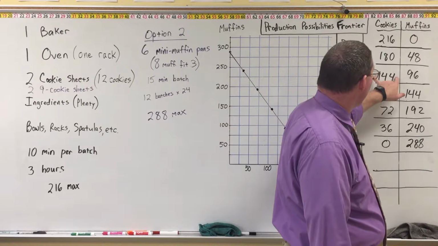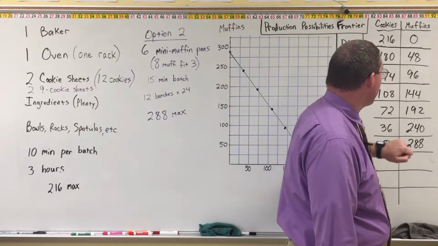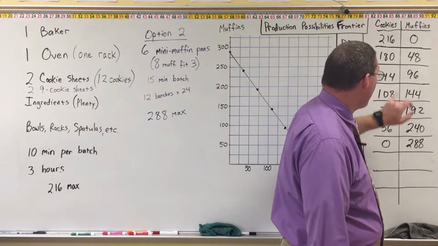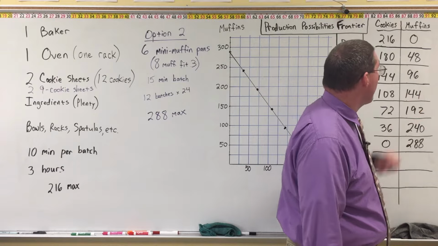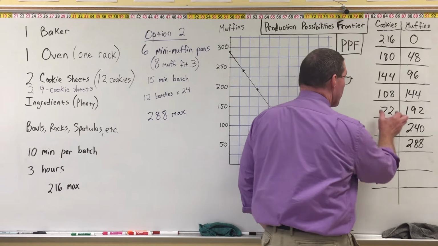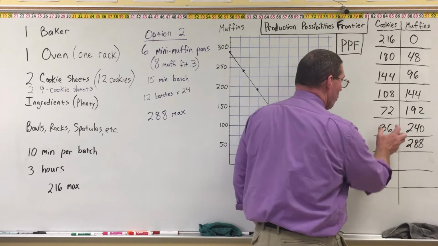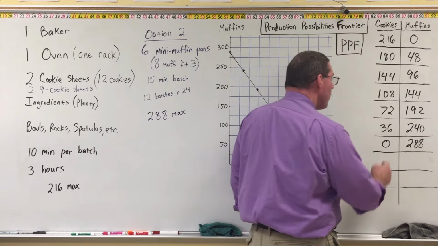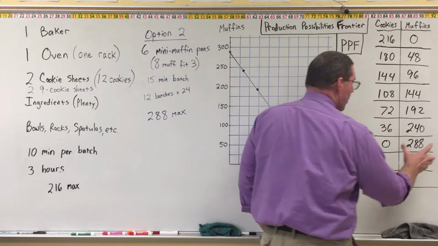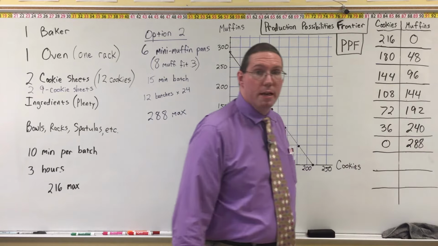Or they could make 144 cookies and 96 muffins. Or they could make 108 cookies and 144 muffins, or 72 and 192, or 36 and 240, or they can make no cookies at all, and they can make all 288 mini muffins.